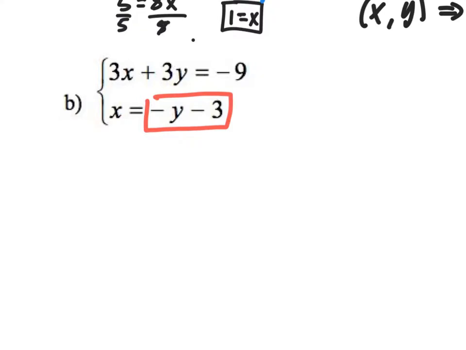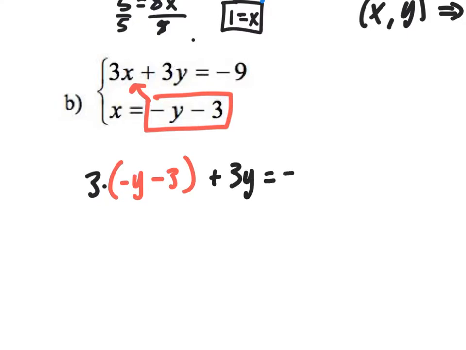Okay, so now what I have, because x is equal to negative y minus 3, I'm going to rewrite my top equation. I'm going to write 3 times x. So that's the first part. But I don't want to write x. I'm going to write what x is equal to, which is negative y minus 3. So I'm going to take this, plug it in for x over here. And so I'm going to get this value of negative y minus 3, and then continue writing the equation. Plus 3y is equal to negative 9.